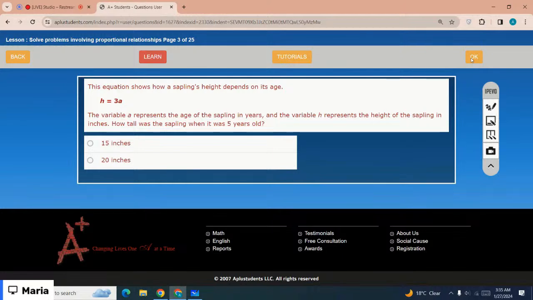h equals 3a, right? You are given a equals 5. So replace the a with the 5. So 3 times 5 is, yes, 3 times 5 makes 15. The correct option is 15 inches, right?